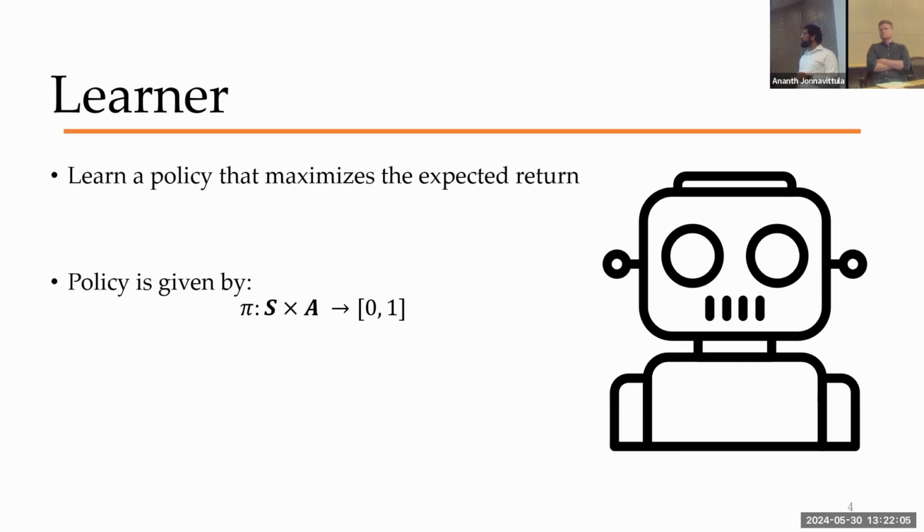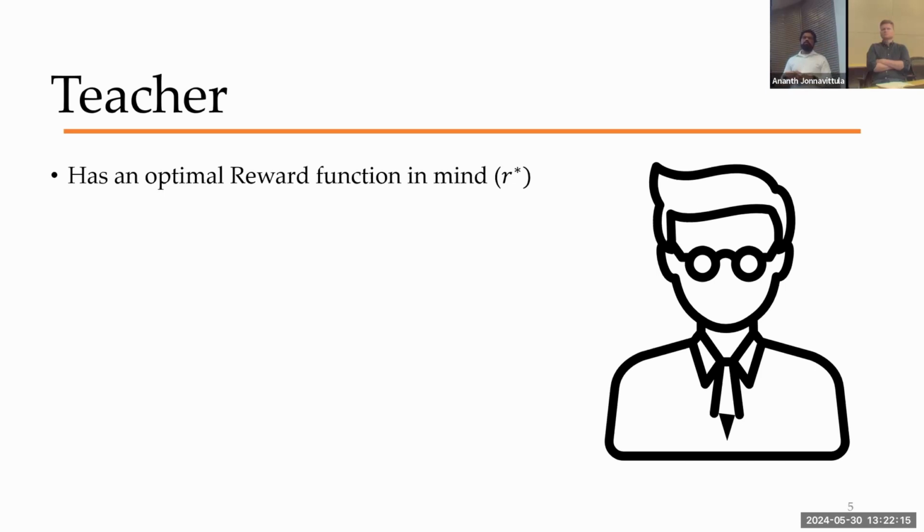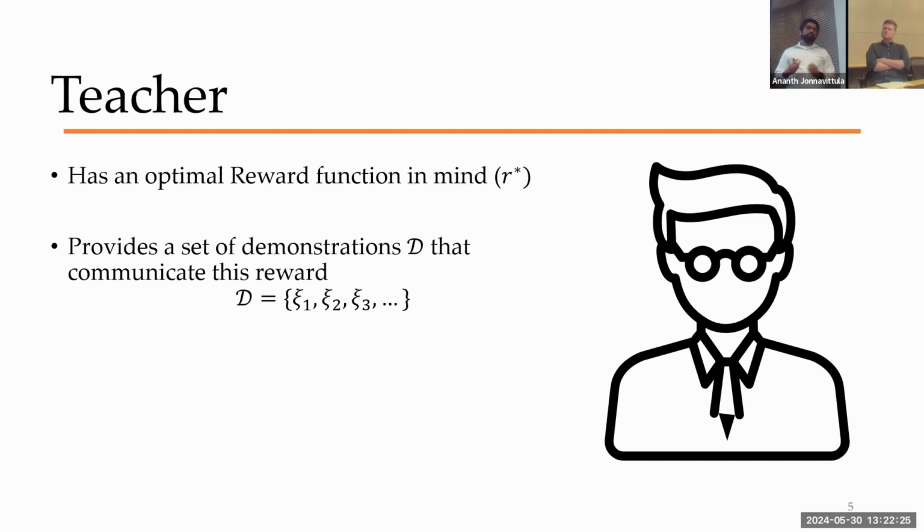Things of that nature. So let's move on to the more interesting part of imitation learning and interactive imitation learning, which is the teacher. In most imitation learning cases, we assume that there are no rewards given. Instead, it's something that the human knows inherently, that we're just not able to describe mathematically as a formula for the robot to optimize. So instead, the human provides a set of demonstrations. These demonstrations are trajectories that communicate what the reward could be.